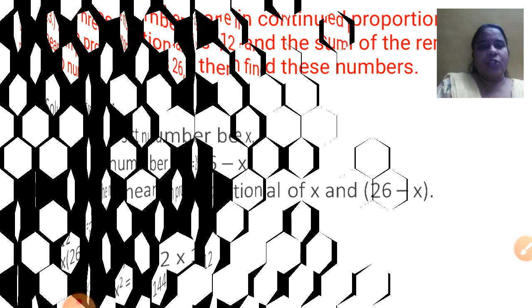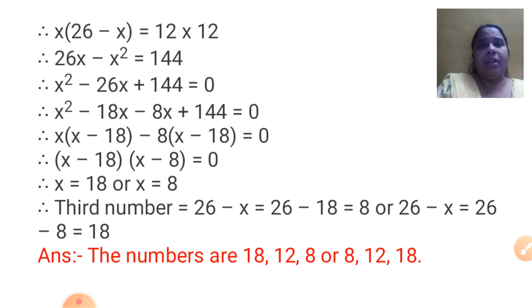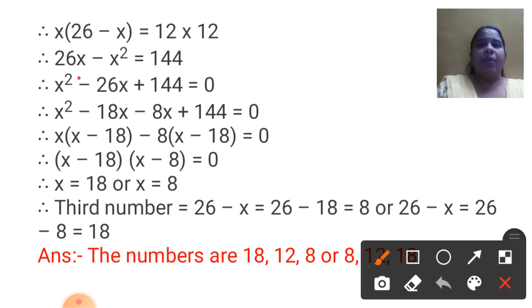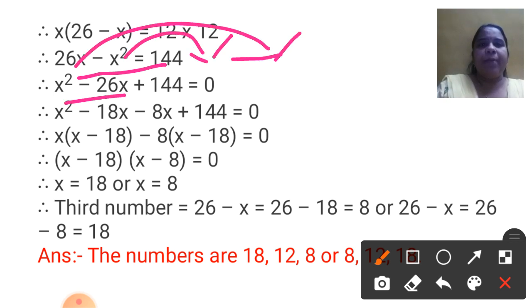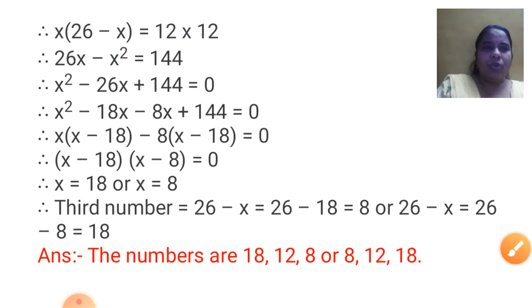We have got till here, right? 26x minus x square is equal to 144. Bring it into the standard quadratic form. Shift this minus x square this side, and 26x also this side, right? So it will become x square minus 26x plus 144 is equal to 0.